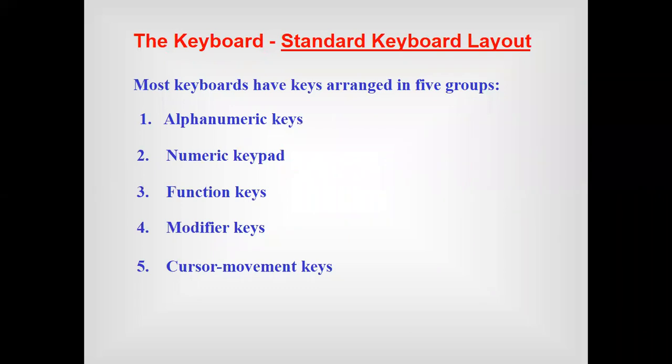Then, most keyboards have keys that are arranged in 5 groups. Number 1, alphanumeric keys. So we've got the group of alphanumeric keys, and then we've got the group of numeric keypads, and then the group of function keys, and then a group of modifier keys, and lastly, the cursor movement keys. So these are the 5 main groups of keys that are found on the keyboard.